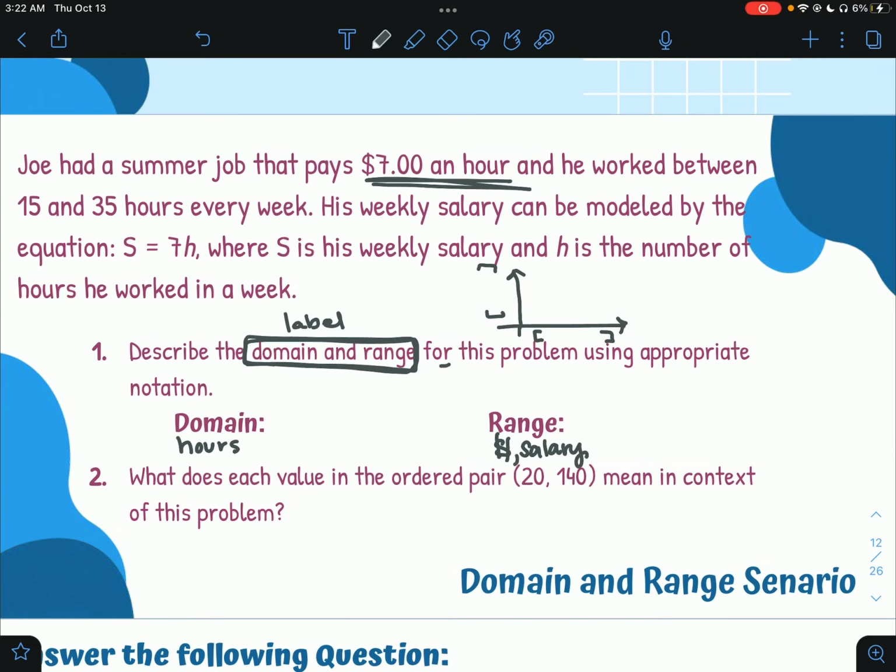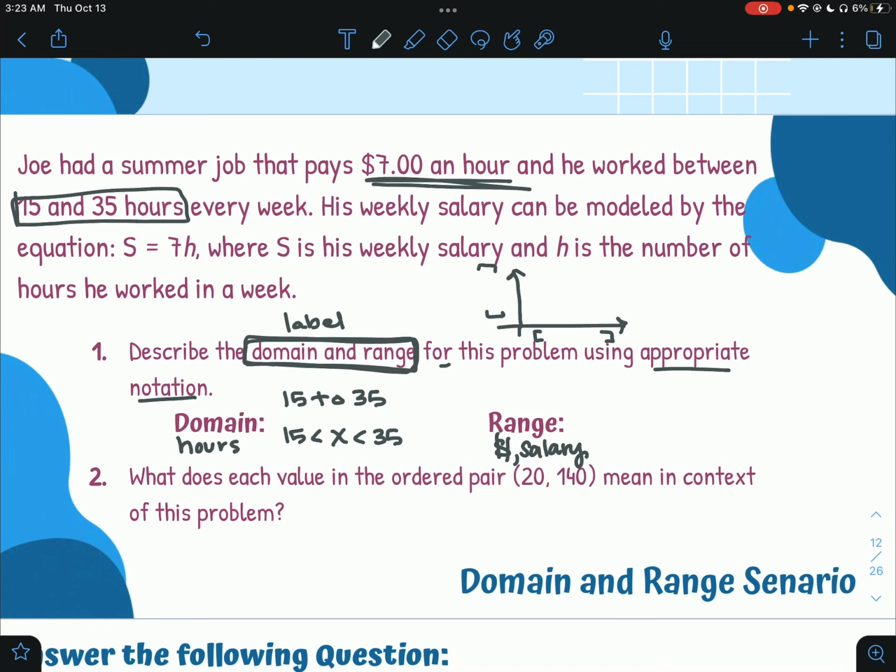So when we talk about domain, what's the least number of hours he works in a week? It says 15 to 35 hours. So we would want to say, all right, we know domain is 15 to 35. Now we use appropriate notation and set up our inequality. So 15 is less than, got to use x, which is less than 35.